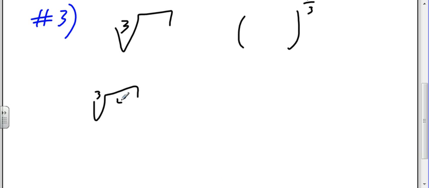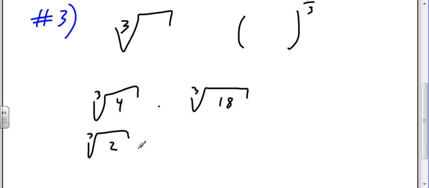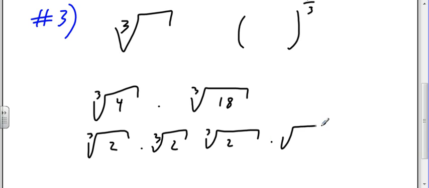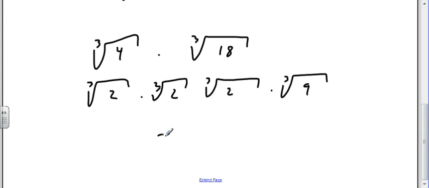Third root of 4 times the third root of 18. I recognize that as the third root of 2 times the third root of 2 times the third root of 2 times the third root of 9. Then I could just write 2 and the third root of 9, and I'd be all set. But again, my calculator ought to better do that for me.